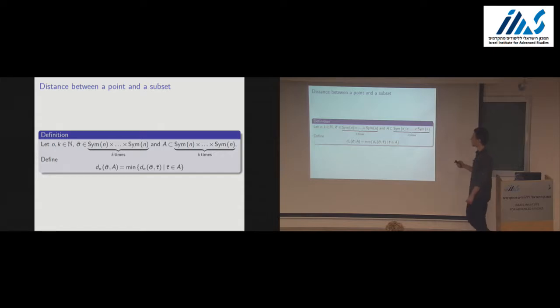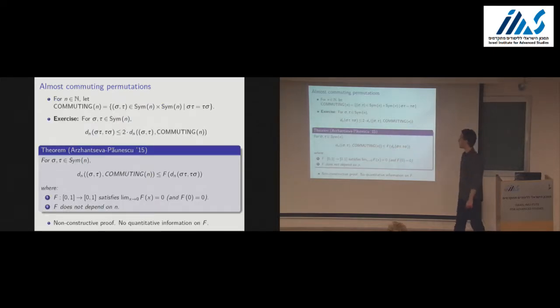Okay. So now I can use this to tell you of a result. For every n, let's consider the space Commuting_n. This is just the space of pairs of permutations which commute. Okay, so inside the space of pairs of permutations, it's a very small set, but we define it nonetheless.